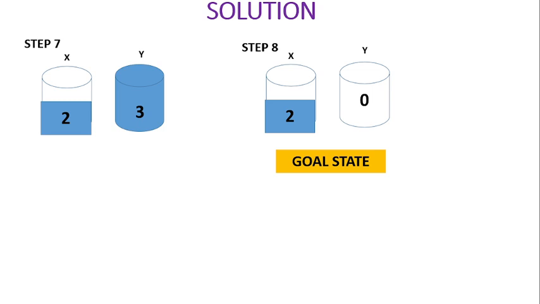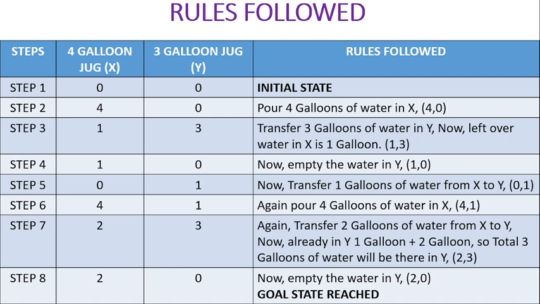Then finally, what is our goal? Our goal is to reach Y as 0. So just empty Y so that our goal can be achieved. So the final step is 2 comma 0. Okay, so these are the steps to achieve the goal state. This is one of the easiest and simplest ways to solve this problem. This problem is called the water jug problem. So we will conclude this.